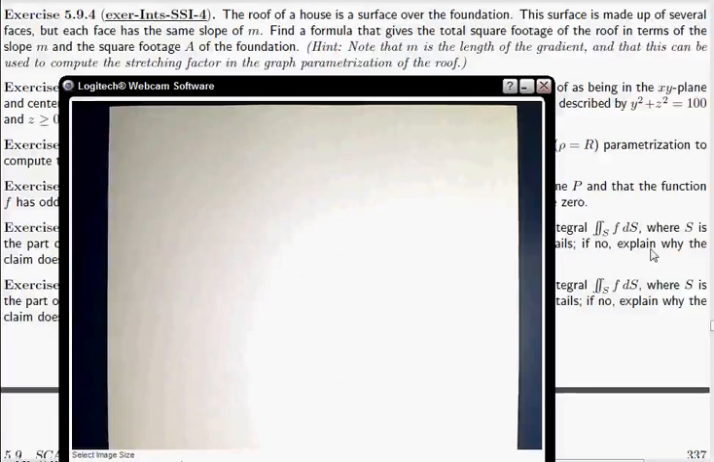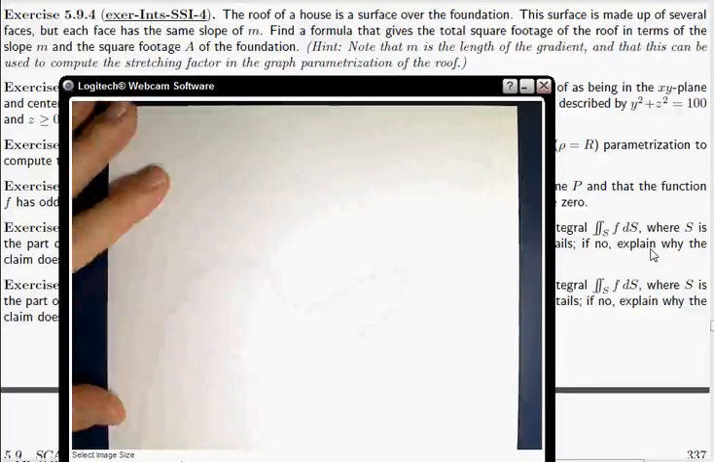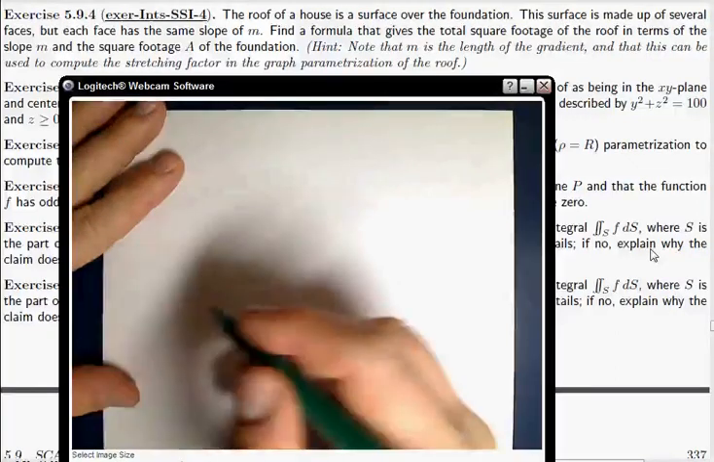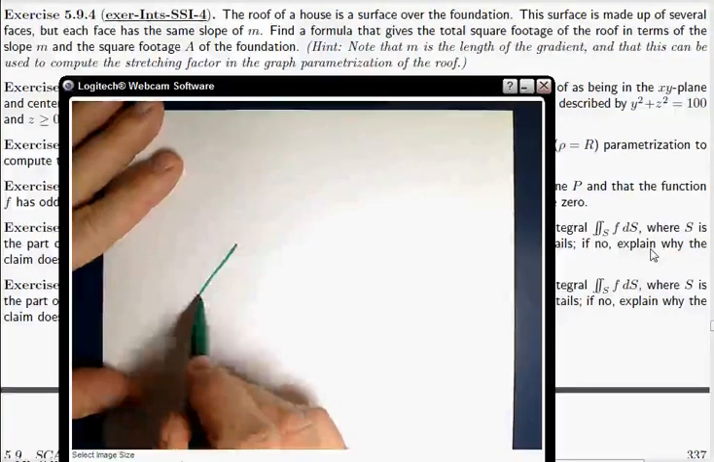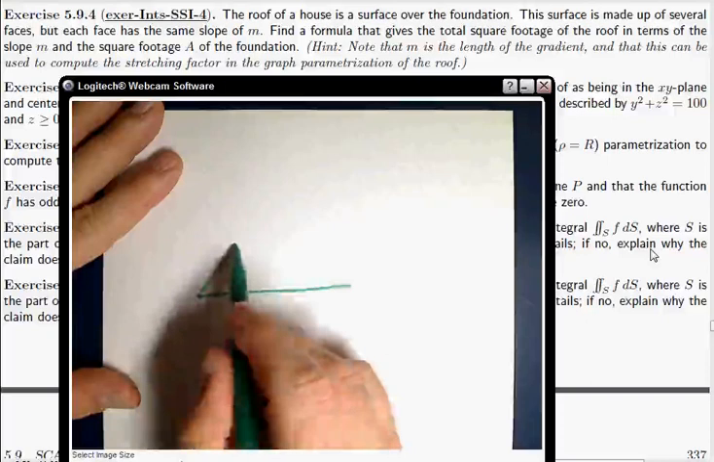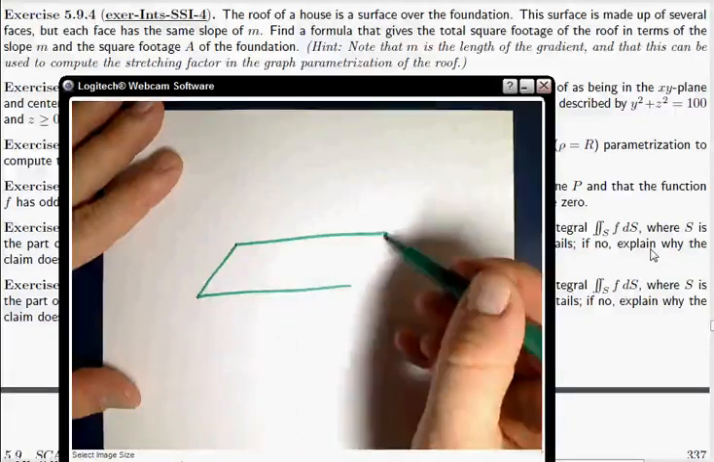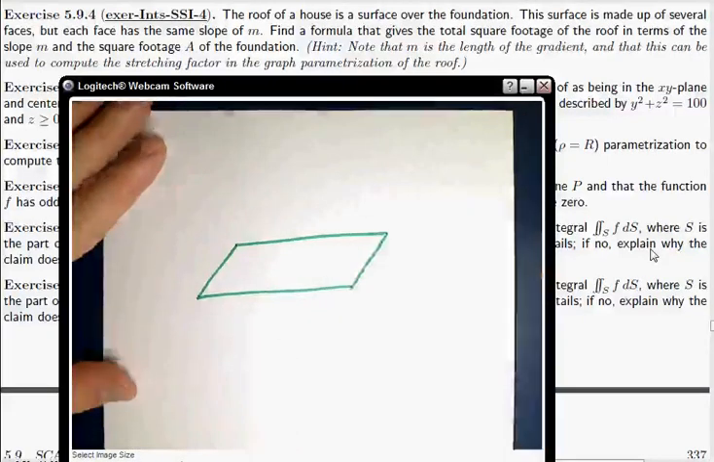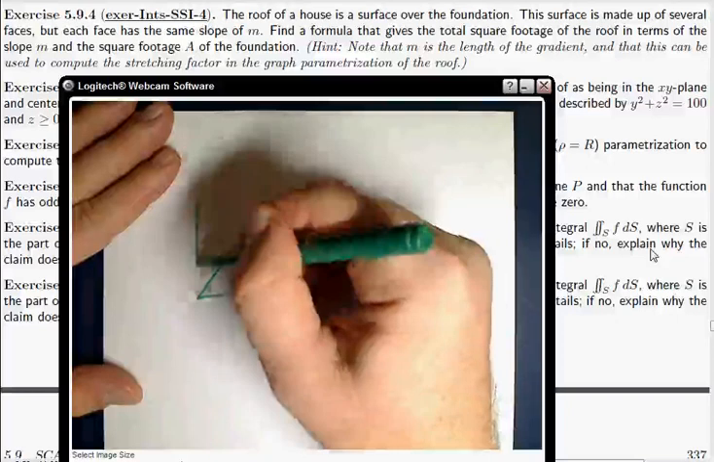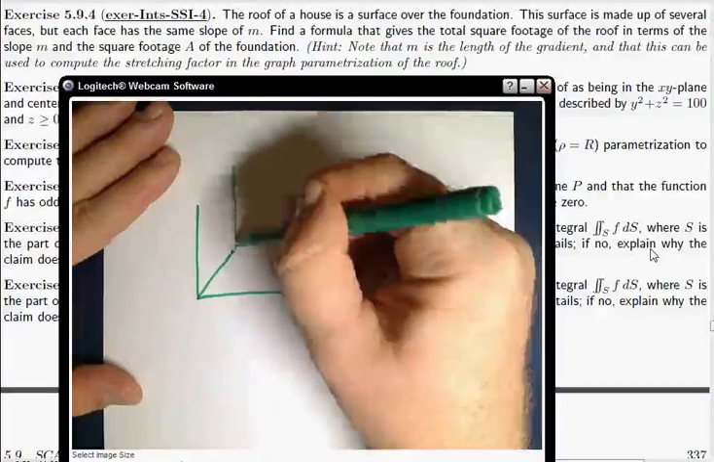Okay, so we've got this situation. We've got a roof that has several faces, but each face has the same slope. So I'm going to draw a bad picture here. Here's the foundation, and I'm just going to draw a rectangular foundation just for bad art reasons. I don't think I could draw much better than this. And here's your house sitting up here like this.